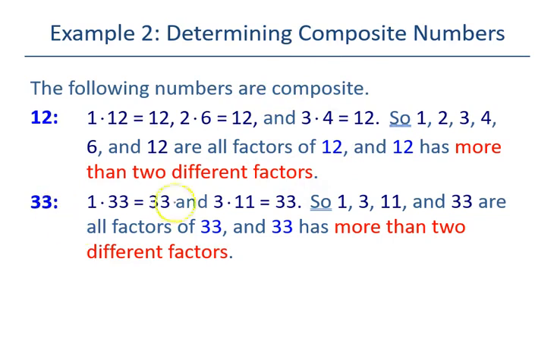Let's look at 33. 1 times 33 equals 33. And 3 times 11 equals 33. So 1, 3, 11, and 33 are all factors of 33. And 33 has more than two factors. So that's how we would know it's composite.